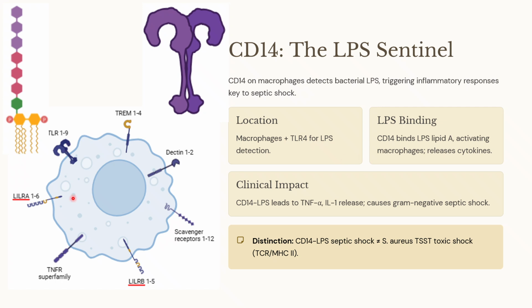This recognition activates the macrophages and it triggers the innate immune response against gram-negative bacteria. They will be releasing cytokines, tumor necrosis factor, interleukin-1, resulting in an extensive gram-negative septic shock. At this juncture, I would like to emphasize that CD14 lipopolysaccharide is the septic shock. It is entirely different from Staphylococcus aureus toxic shock syndrome toxin. I have a video explaining the differences between them.